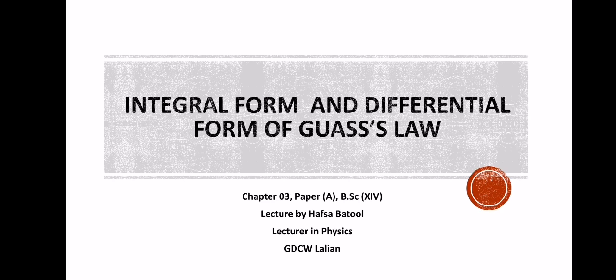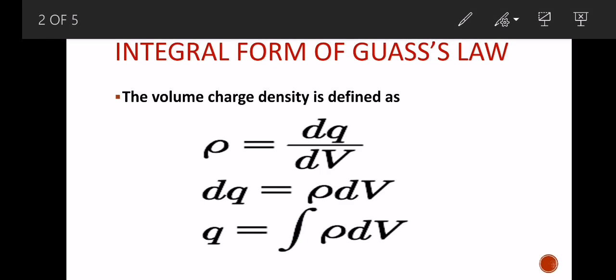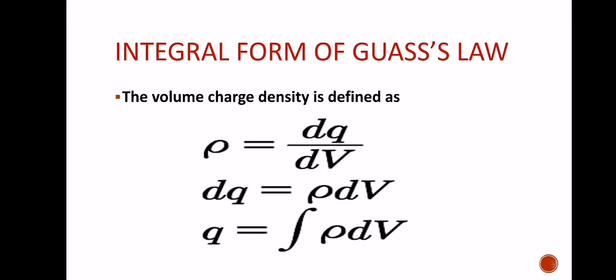Today I am going to discuss with you about integral and differential form of Gauss's law. This topic is from chapter 3 of class 4th year. As we have discussed Gauss's law in our last lecture, what is Gauss's law? Gauss's law states that the electric flux passing through any closed surface is equal to 1 over epsilon naught times the charge enclosed by that surface.